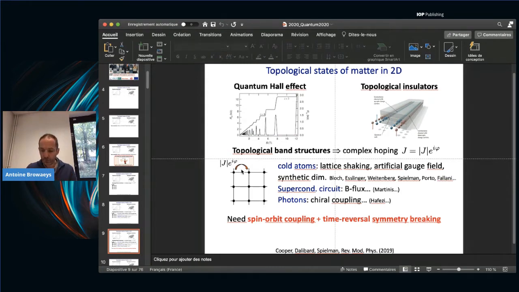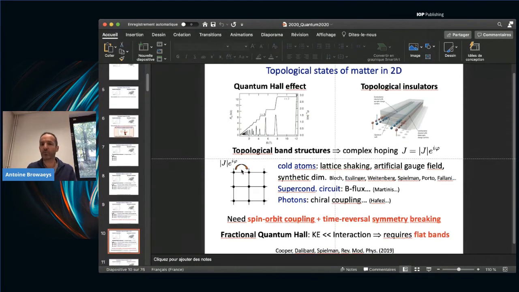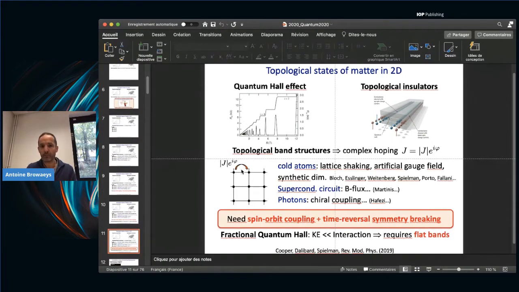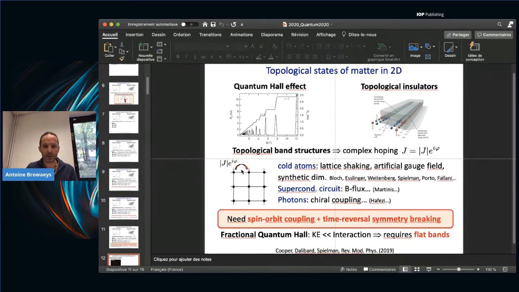And in view of exploring also the very challenging regime where the interactions between the particles are important, you would like the bands to be flat so that the kinetic energy is smaller than the interactions. This is in view of reaching the fractional quantum Hall effect. Here, I will not show you that. I will just show you how we can use Rydberg atoms to implement the spin-orbit coupling, which is necessary to create the spin-orbit coupling.